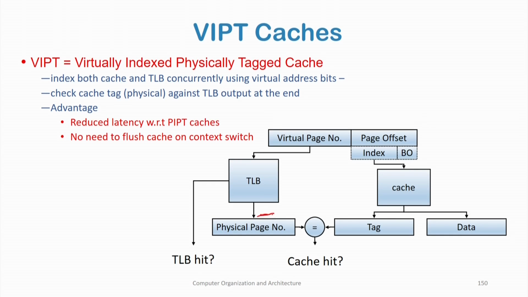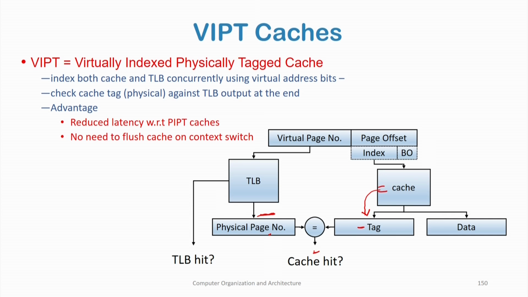So, here my TLB has produced a physical page number. From here I am indexing the cache. I have gone to a particular location and found a certain tag, and that tag I have obtained. If this tag matches the physical page number, then I have a cache hit.